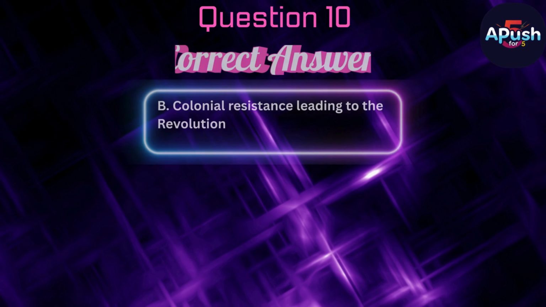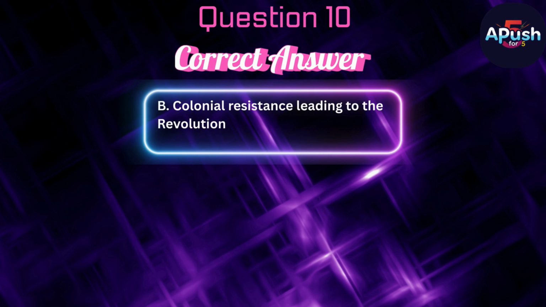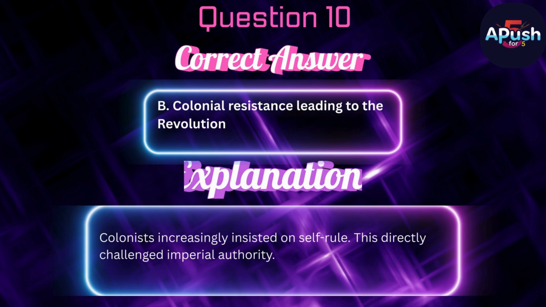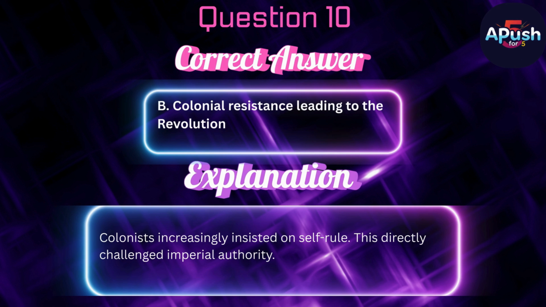The correct answer is B. Colonial resistance leading to the Revolution. Colonists increasingly insisted on self-rule. This directly challenged imperial authority.